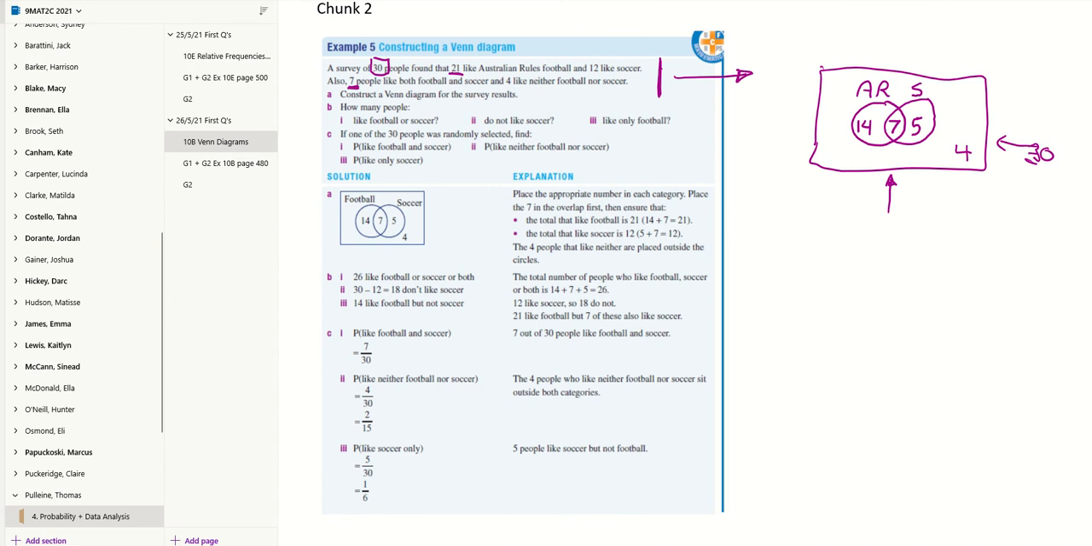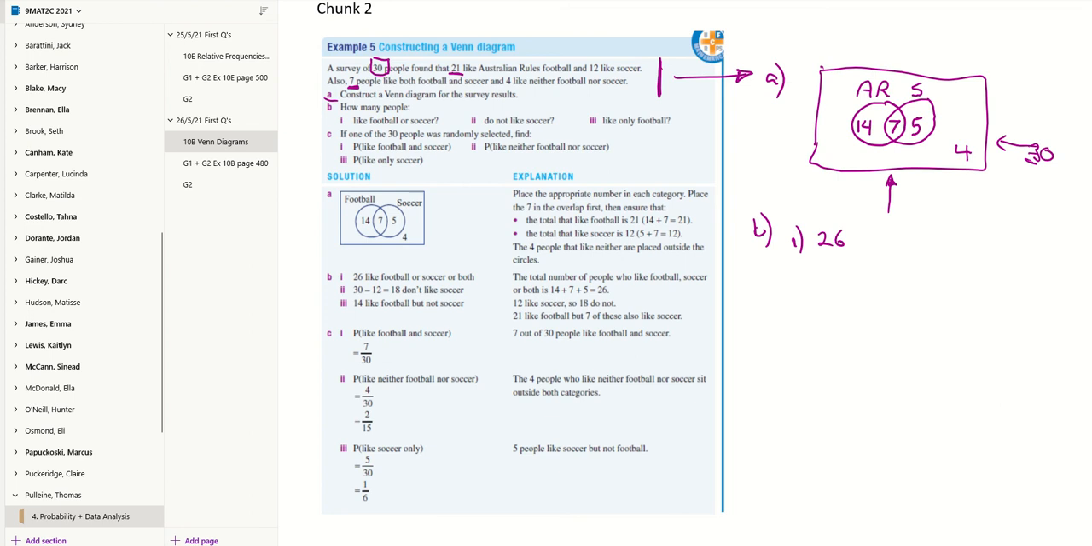Okay, so now we've done our Venn diagram. That was A. Now B, it's asking us some questions about this information. This will be very similar to my last example because we've now got a Venn diagram. So let's have a look. How many people like football or soccer? So that's everybody inside those circles, or it's just the total minus the number outside. So 30 minus 4 is 26.